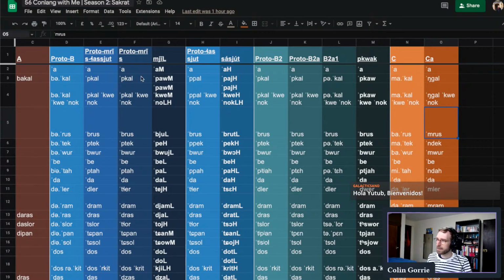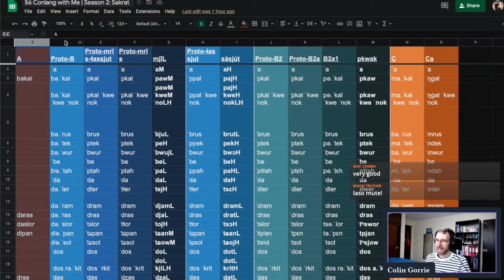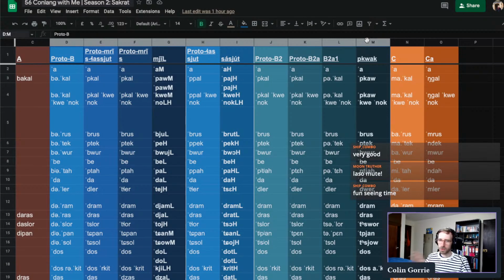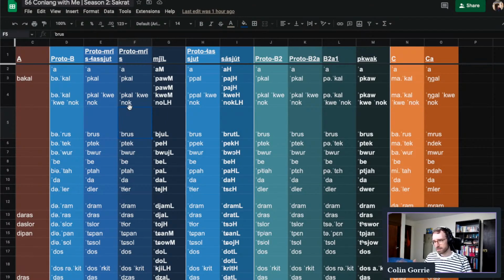The Sakrat family overall has three main branches, which we've called A, B, and C. All the A languages are going to be in this reddish color. All the B languages are going to be in this bluish-green spectrum. And all of the C languages are going to be in this orange zone of the rainbow. So that hopefully will keep things a bit clear.